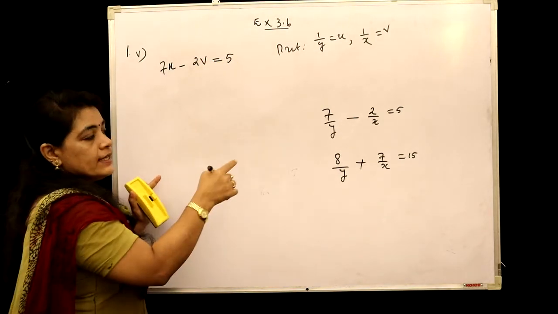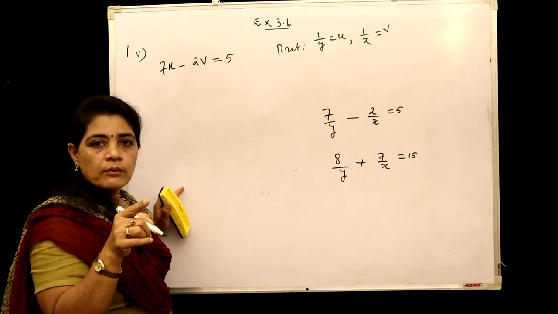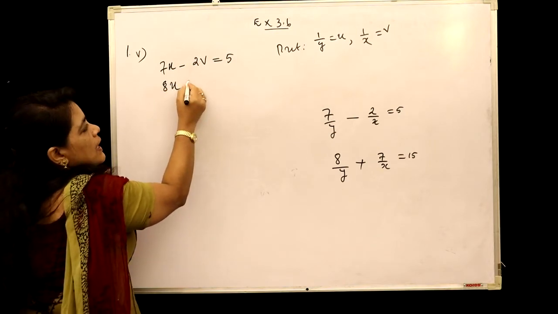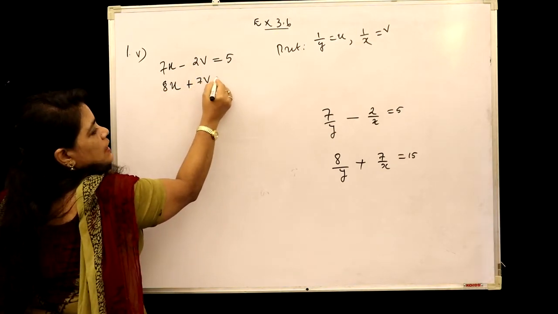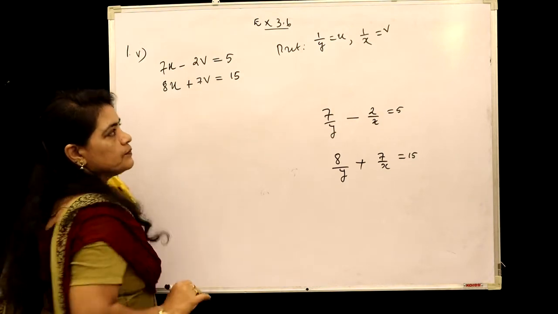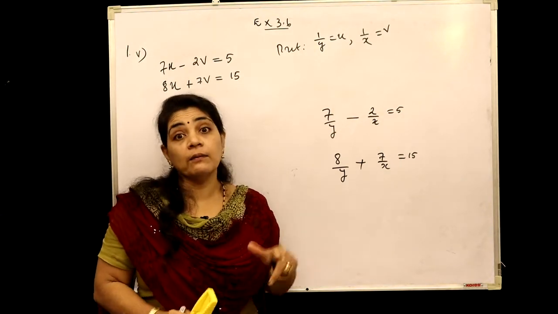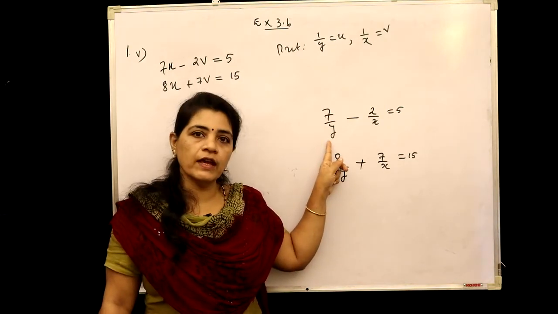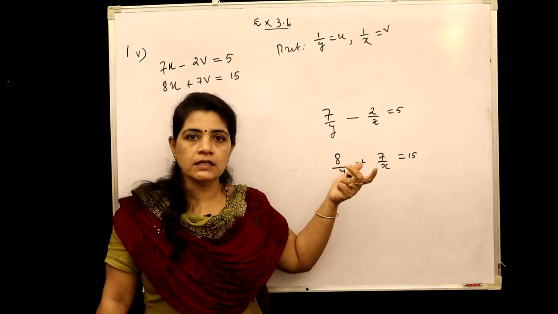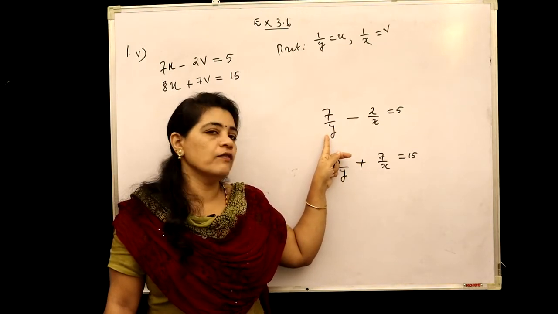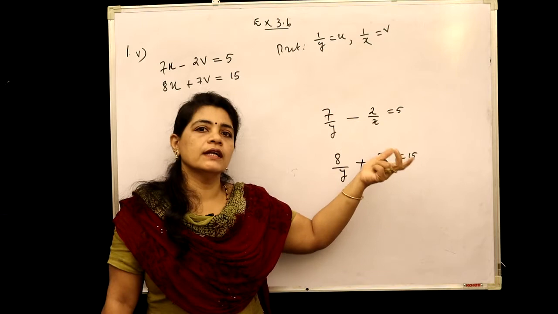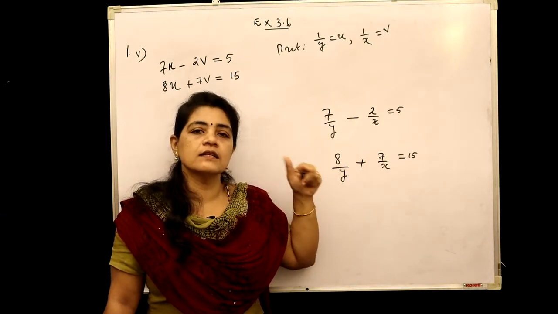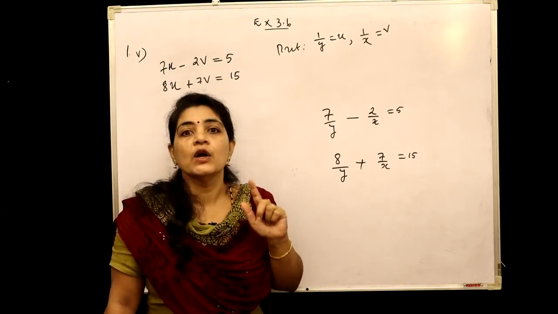Okay, and 8 by y is 8 into 1 by y. So 8u plus 7v is equal to 15. Usually we take 1 by x as u and 1 by y as v, but here the first variable is y. That doesn't matter, children. If you substitute 1 by y as v and 1 by x as u, that doesn't matter. But since here y comes first, I just substituted 1 by y as u, that's all.